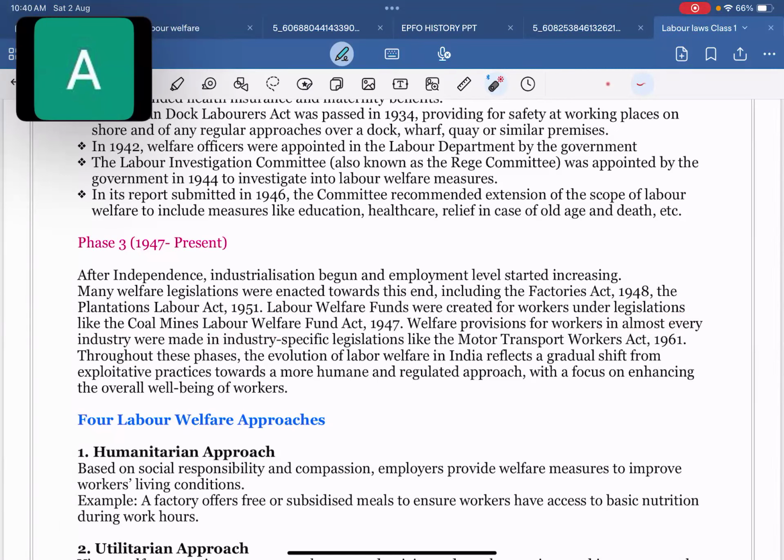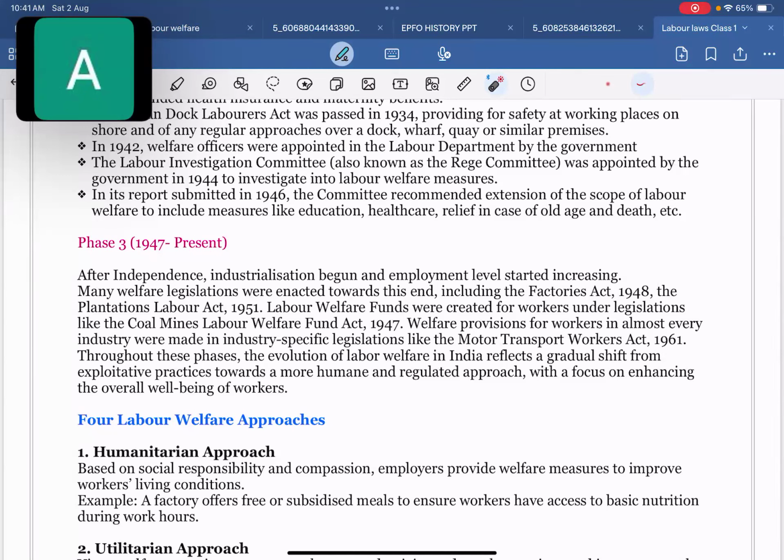Here are also important points. Labor welfare funds were created for workers under legislations like the Coal Mines Labor Welfare Fund Act 1947. Welfare provision for workers in almost every industry were made in industry specific legislation like the Motor Transport Workers Act 1961. Throughout these phases, the evolution of labor welfare in India reflects a gradual shift from exploitative practices towards a more humane and regulated approach with a focus on enhancing the overall well-being of workers.